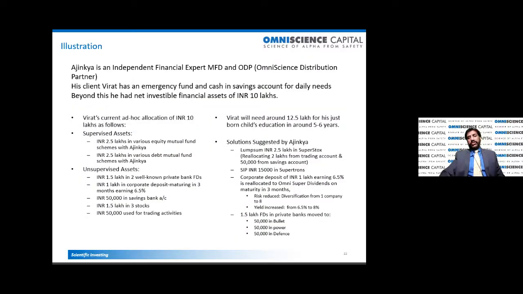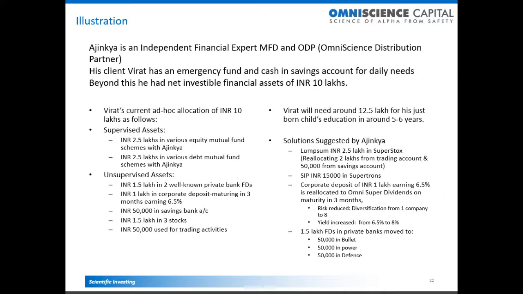I'll do a quick illustration of a situation which independent financial experts like yourselves, you are bigger experts at this than us. This is just to provoke thought and provide food for thought, so you will know all this much better than us. So Ajinkya is an independent financial expert, and he has a client called Virat. Full disclosure, I know nothing about cricket and IPL. Anyway, his client Virat is well sorted.